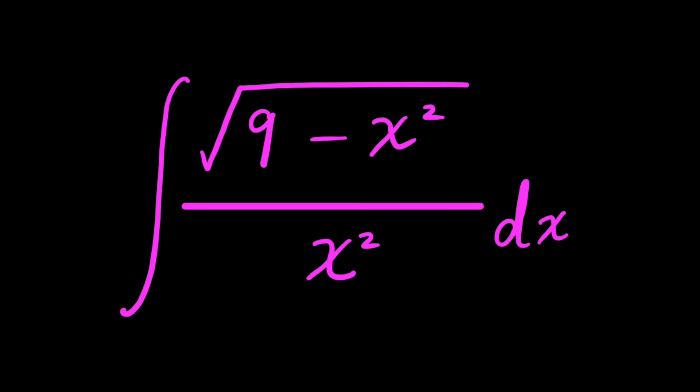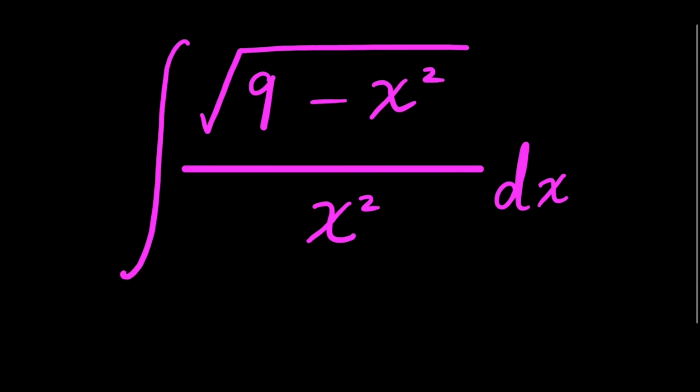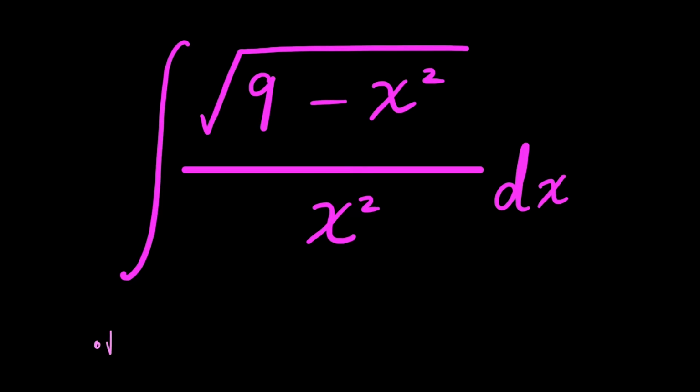Let's take the integral of the square root of 9 minus x squared divided by x squared. Now this might seem like a complicated integral, but if you recognize certain things, it will be easy to compute. The first thing that I'm drawn to is that square root term. That square root term is in the form of a squared minus x squared. And this is a perfect contender for a trig substitution, in this case, sine substitution.